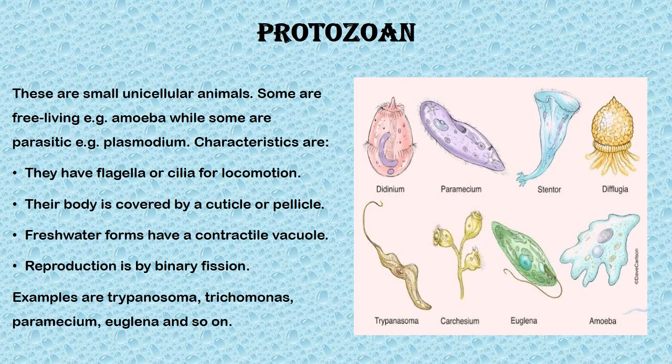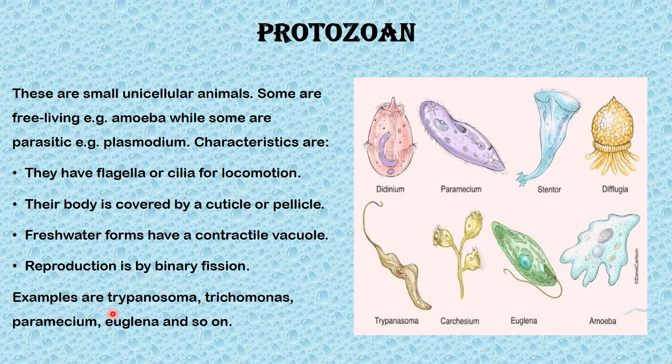Now finally, we'll be looking at the last of the types of microorganisms, called protozoan. Now protozoans are small unicellular animals. Some are free living, example amoeba, while some are parasitic, example plasmodium. Now they have the following characteristics. They have flagella or cilia for locomotion. Their body is covered by a cuticle or pellicle. Freshwater forms have a contractile vacuole, while their reproduction is by binary fission.